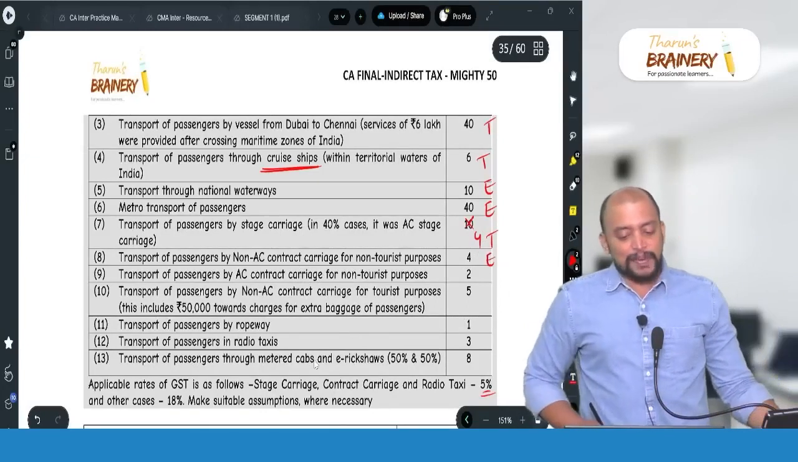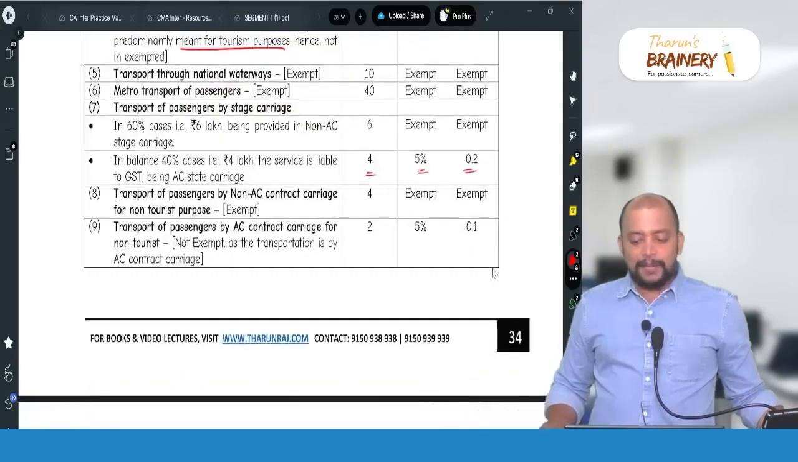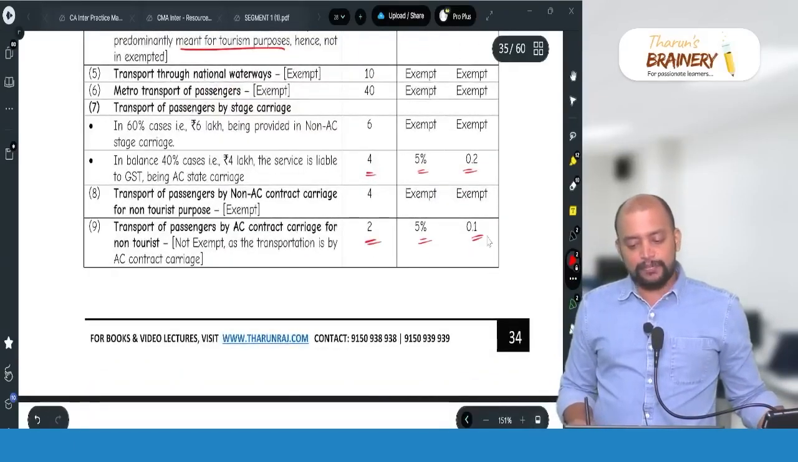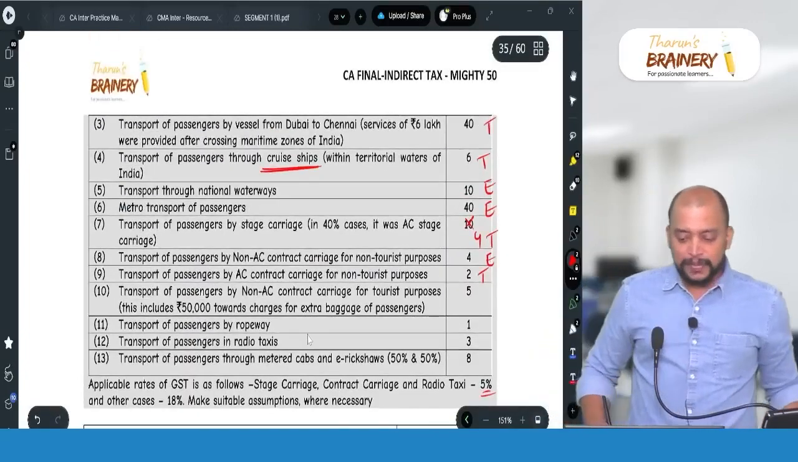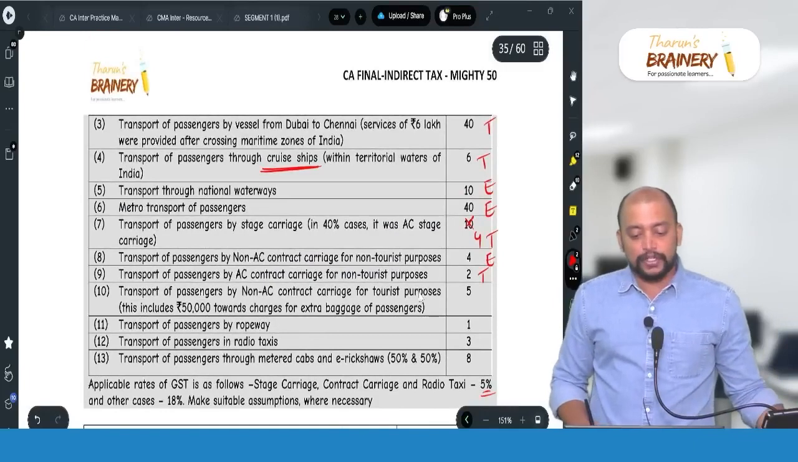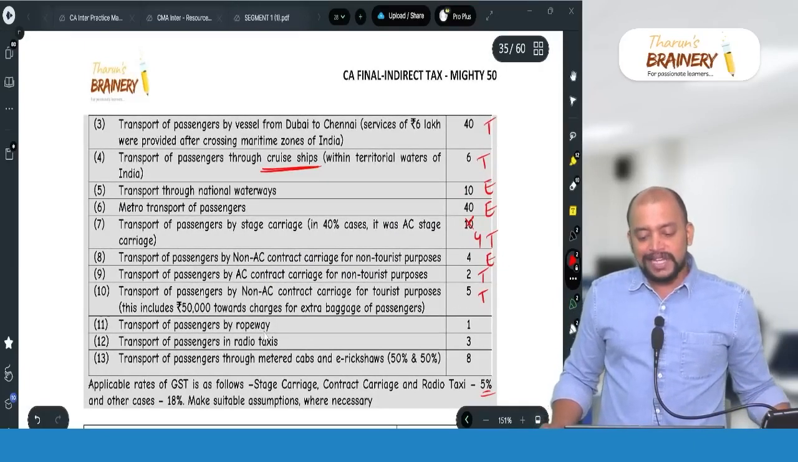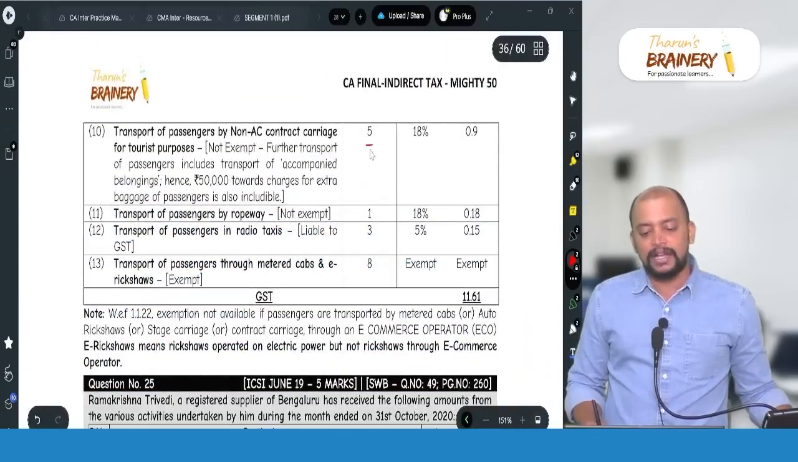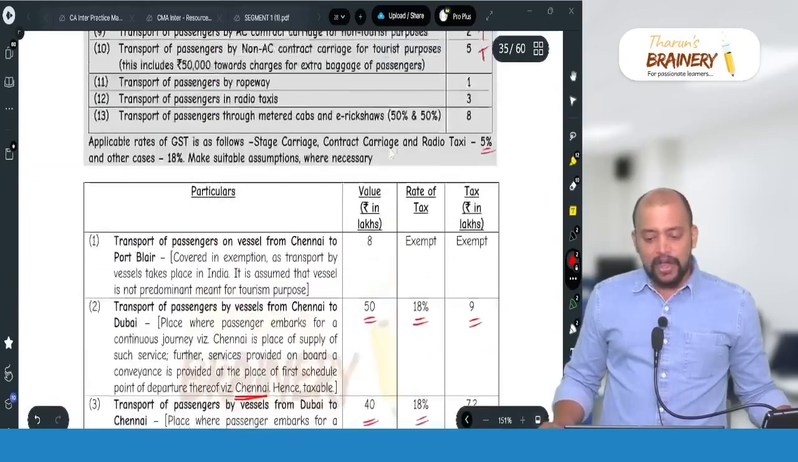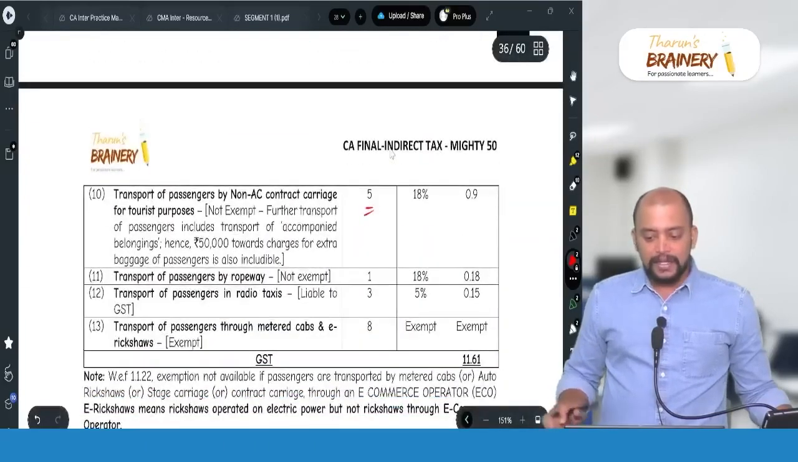Transportation of passengers by AC contract carriage is always taxable. So 2 lakhs at 5%, 0.1. Then transportation of passengers by non-AC contract carriage for tourist purpose is taxable, and it includes 50,000 towards charges for extra baggage, everything will be taxable. So the entire 5 lakhs will be taxable. And in case of contract carriage, it is 5%, right?